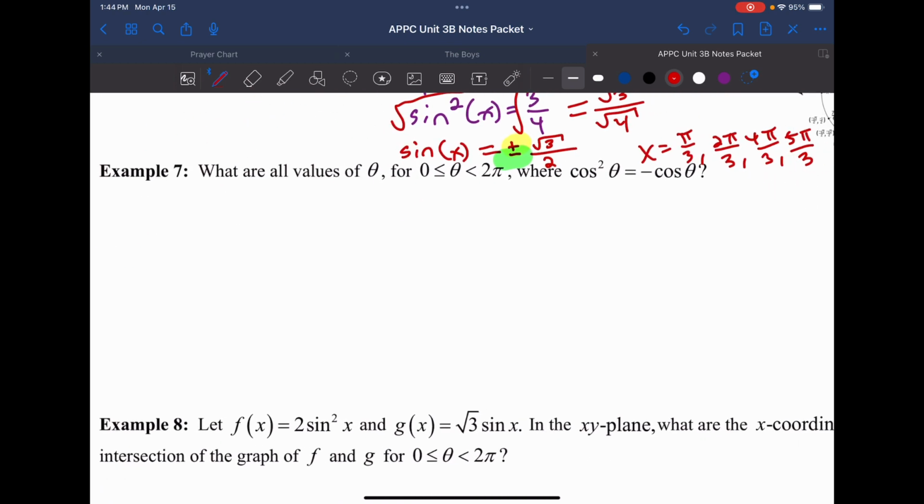Okay. Same thing here. What are the values of theta for the given domain restriction? Remember, this is always the domain restriction, where cosine squared theta equals negative cosine theta. So let's write that. And what you're going to see when you're solving these equations is that you're going to try to do factoring a lot of times. So if you see a cosine and a cosine, don't be tempted to just divide here. That's going to mess you up a little bit. Let's add this over instead.